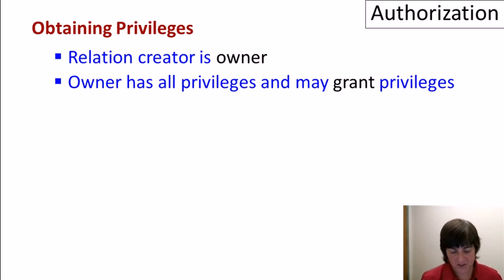Now let's look at how privileges are obtained. When a relation is created, the creator of that relation becomes the owner of the relation, and the owner of the relation has all privileges and furthermore may grant privileges to other users.